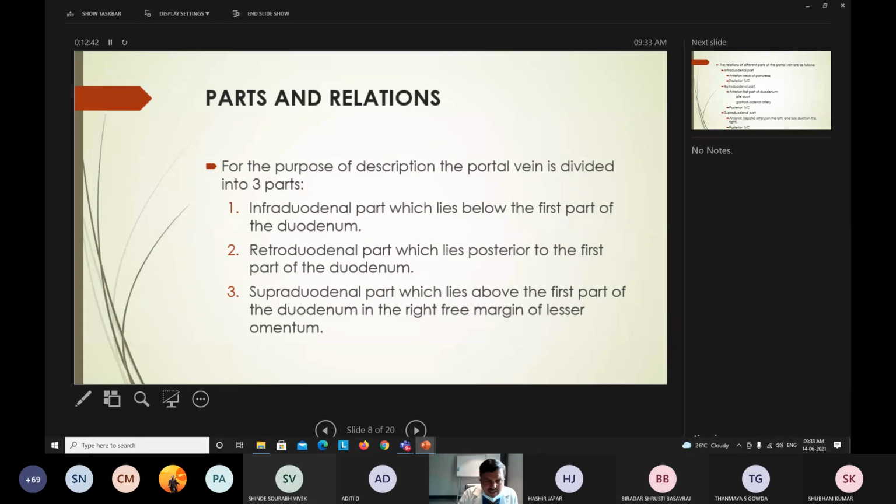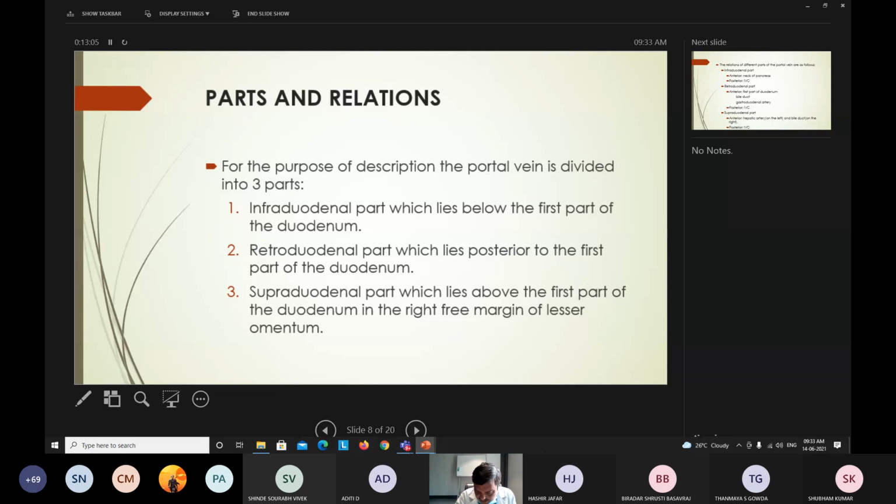Parts and relations. Already we have seen the parts. For the purpose of description, the portal vein is divided into three parts. One is infraduodenal. Infra means below. Below the duodenum is called the infraduodenal part, which lies behind the neck of the pancreas, below the first part of the duodenum.